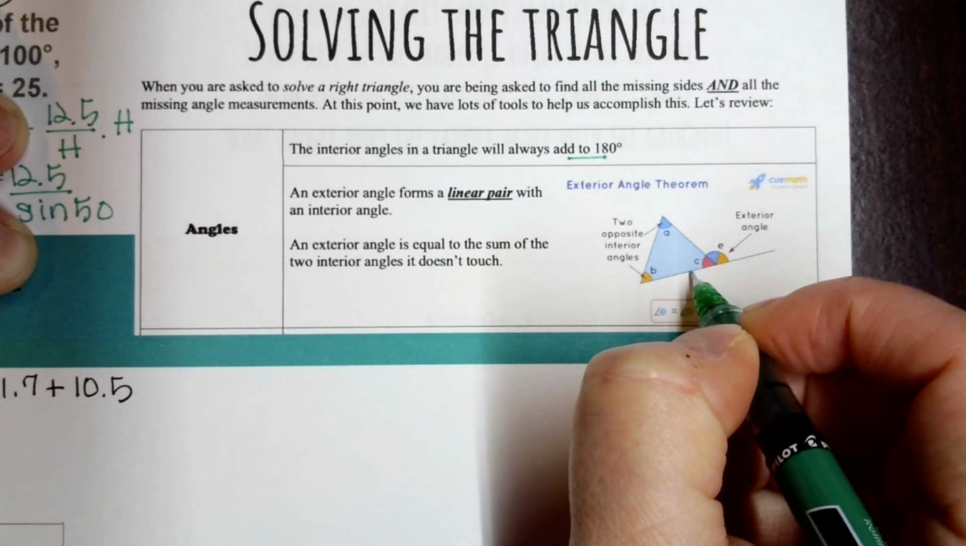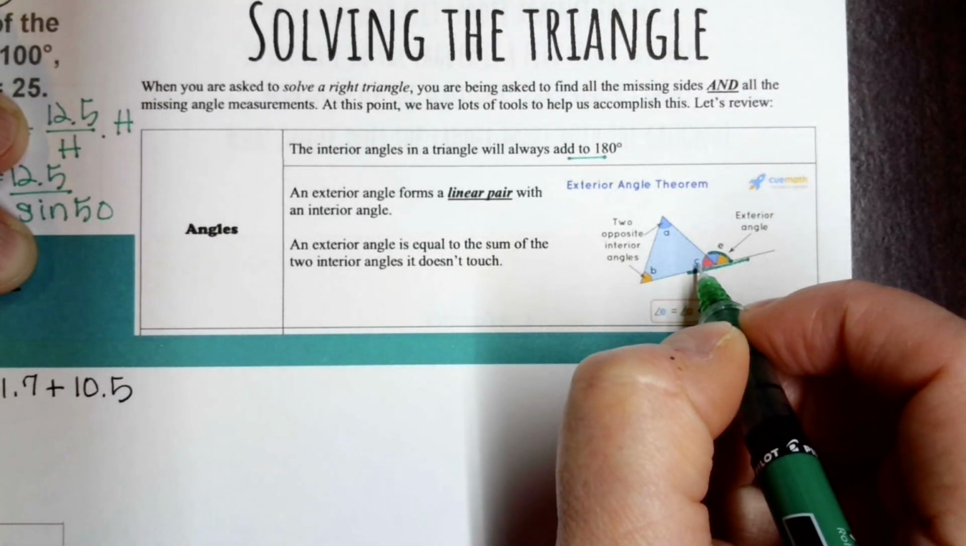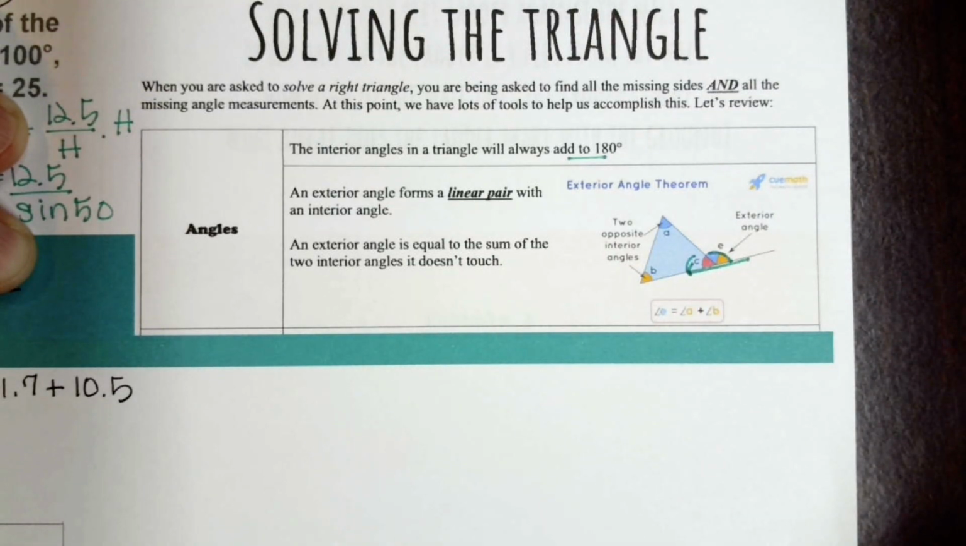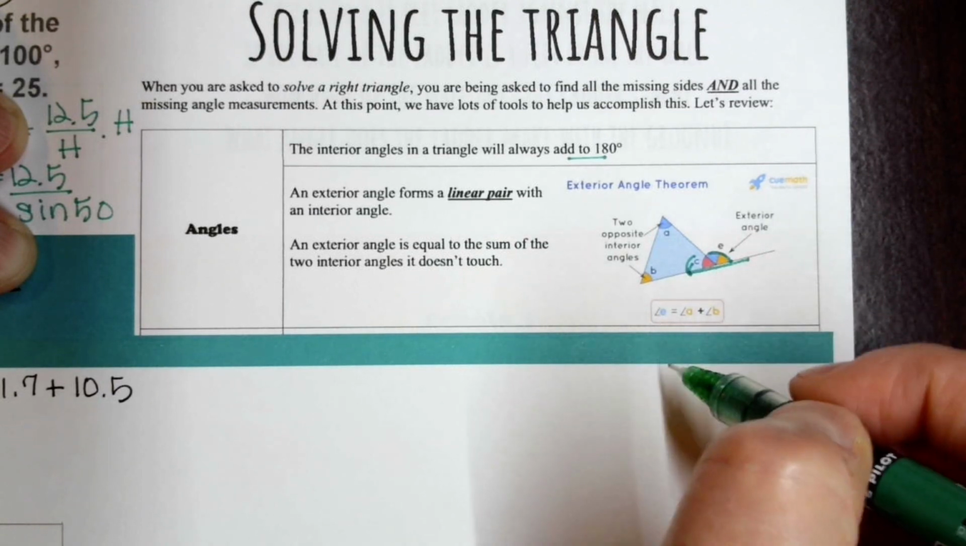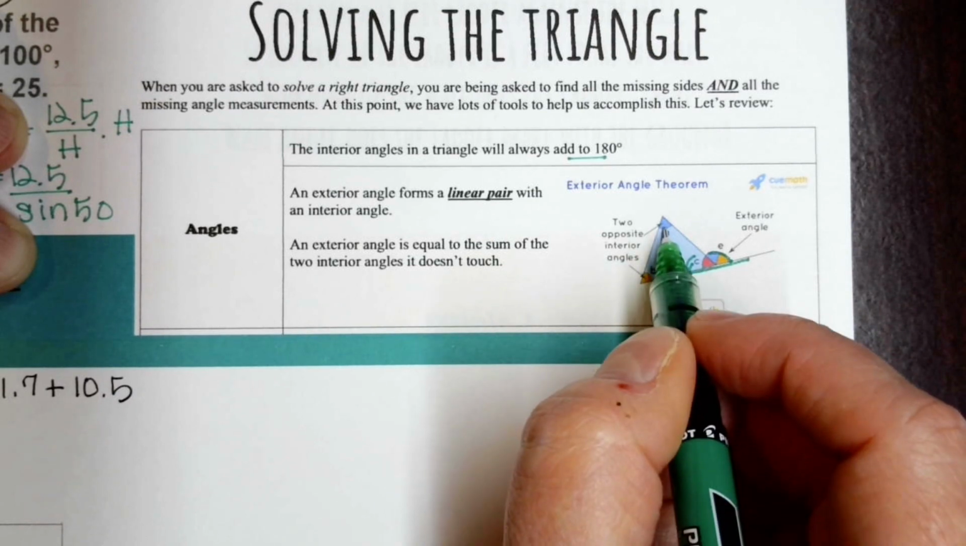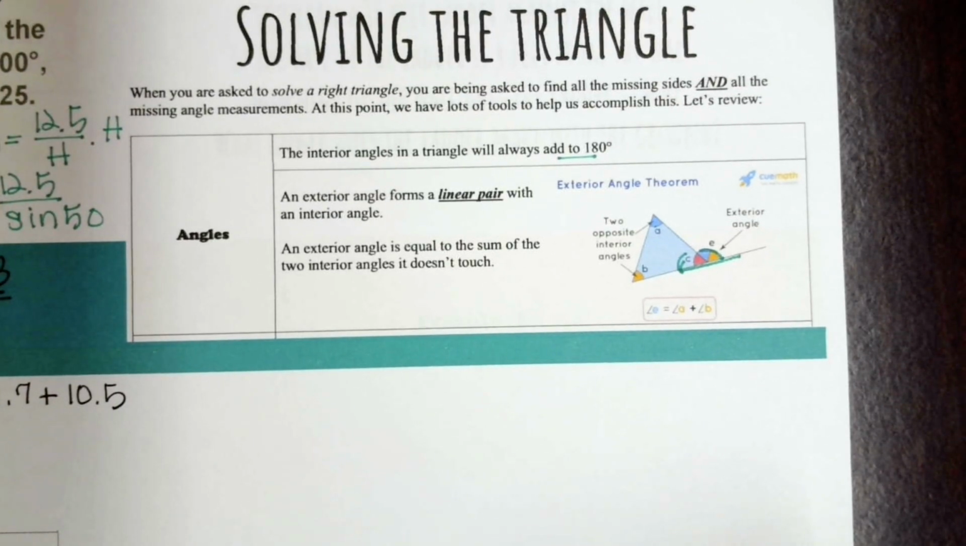So remember what they're showing you on this picture, okay? This angle to the outside and this guy on the inside, right, angle C, those are going to form a linear pair. An exterior angle has to do that. Okay, it can't be vertical, it has to be a linear pair. And then exterior angles are equal to the sum of the two that it doesn't touch. So again, we did some review with that on that formative. Okay, and that's kind of what we know about angles.